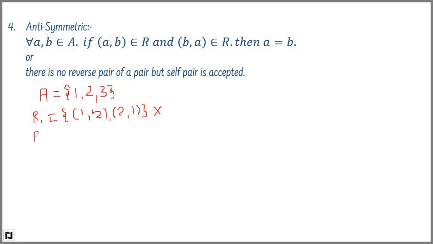If we have a relation R2 which contains pairs (1,1), (1,2), so the relation R2 is antisymmetric because here a self pair is accepted but no reverse pair is accepted, and in the relation R2 we have a self pair but no reverse pair.